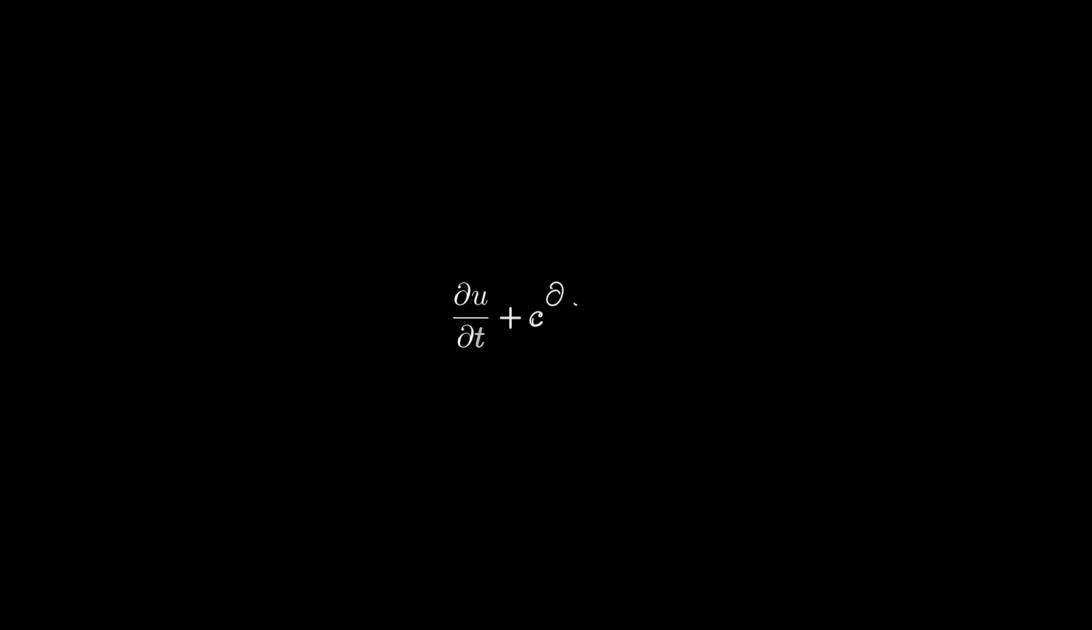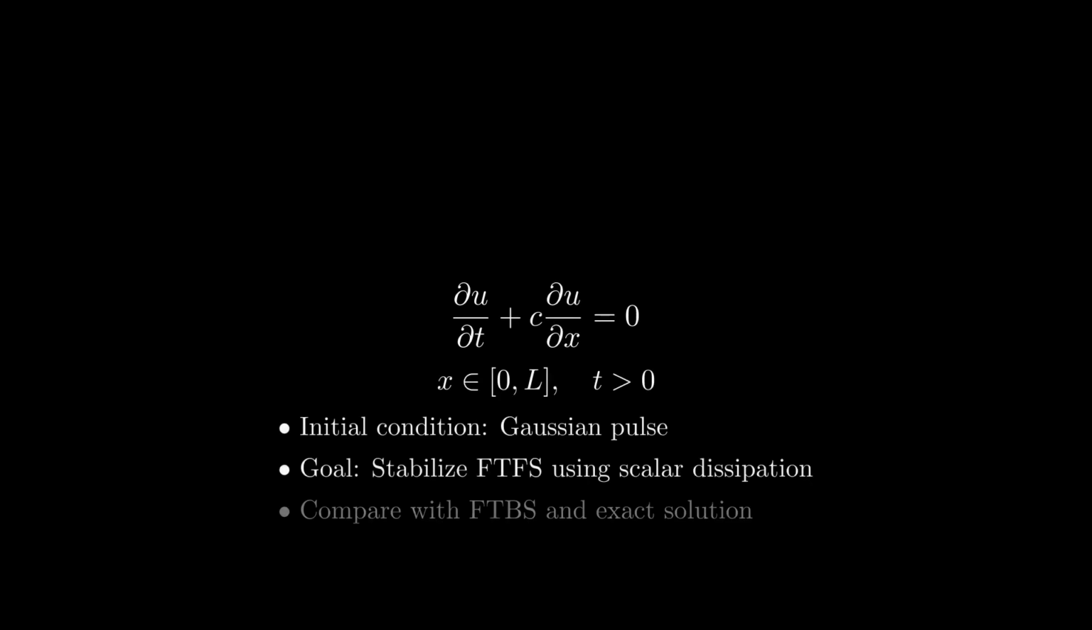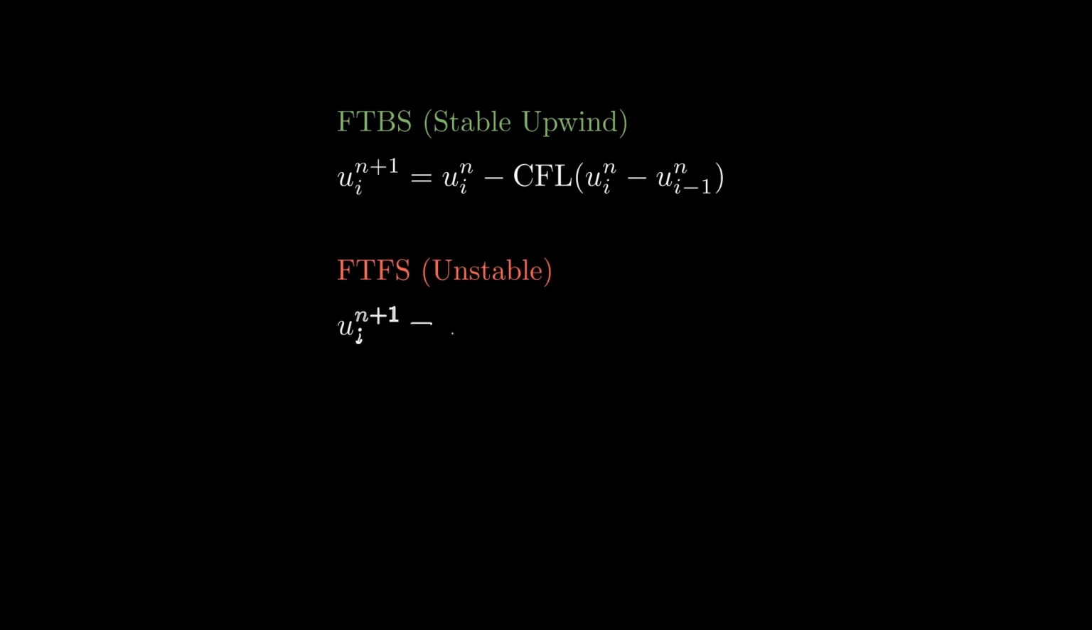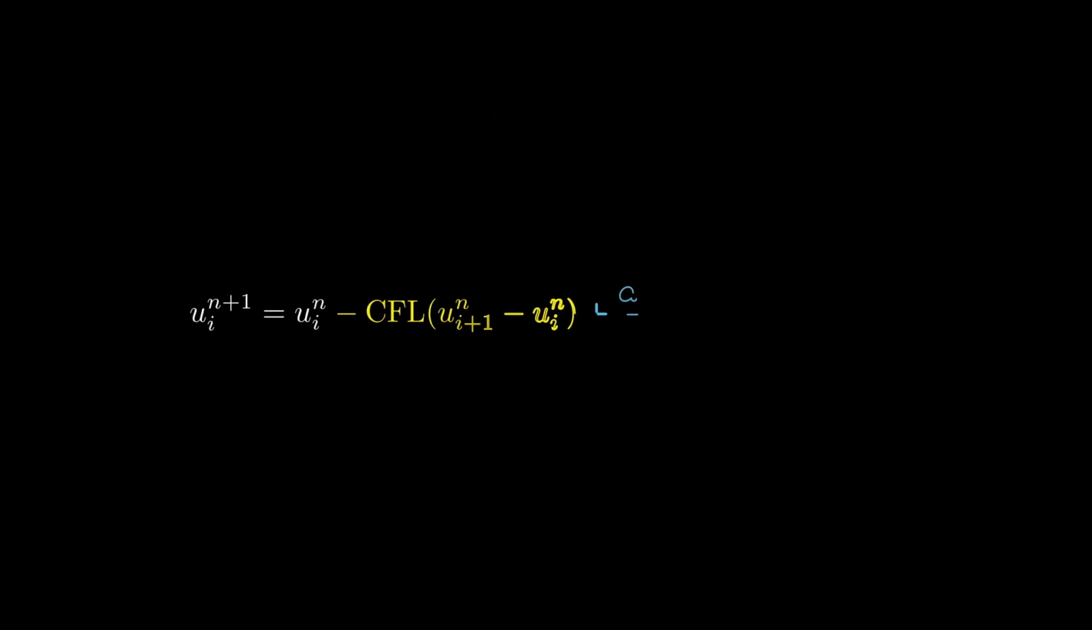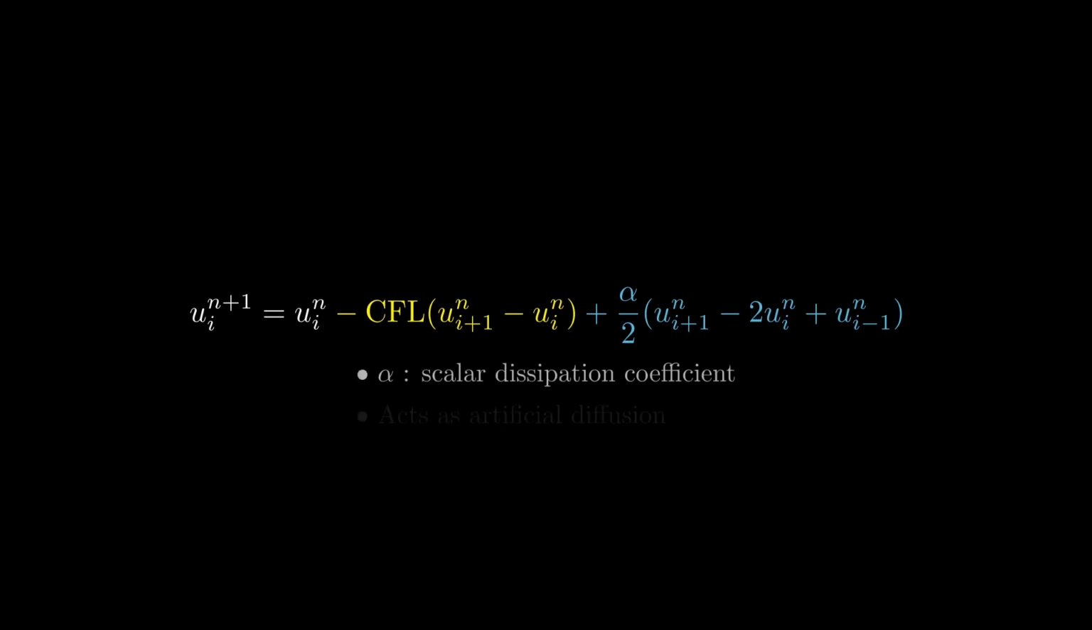To keep things simple, we'll start with the one-dimensional linear convection equation using a Gaussian initial condition. From there, we'll move on to the Euler equations. We'll test several spatial discretizations: forward in time with backward in space, forward in time with forward in space, and forward in time with central in space. The first scheme is conditionally stable, the others are unstable. We'll explore whether we can stabilize these unstable schemes using artificial dissipation, both with and without neural networks. If this sounds interesting, you're in the right place.